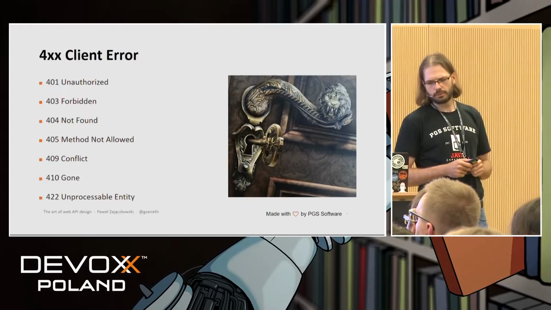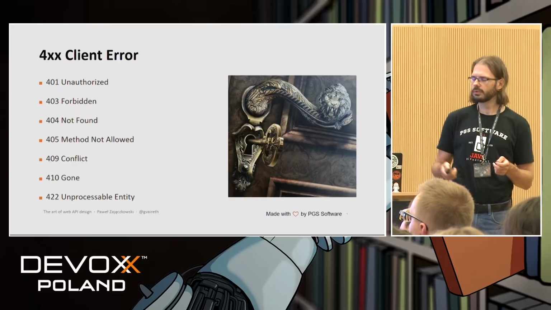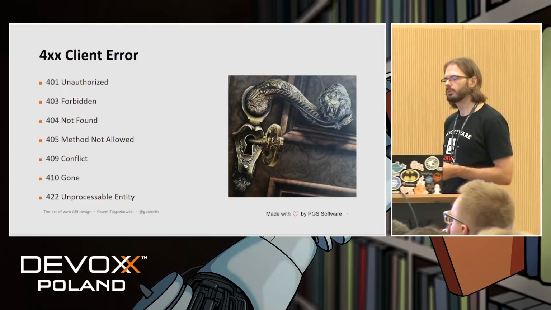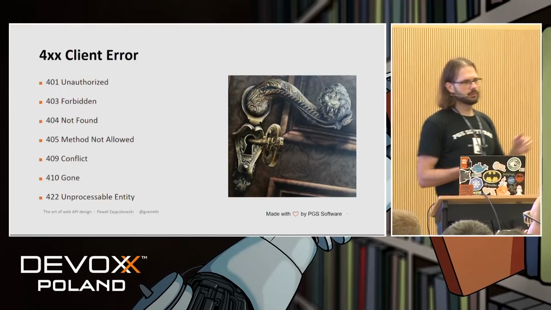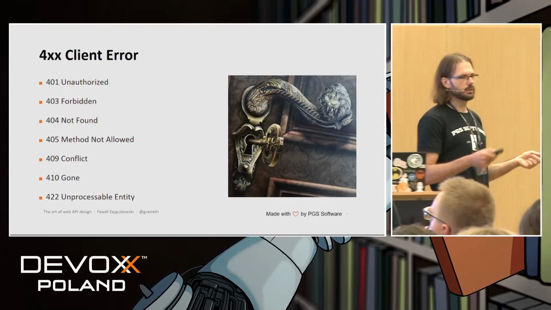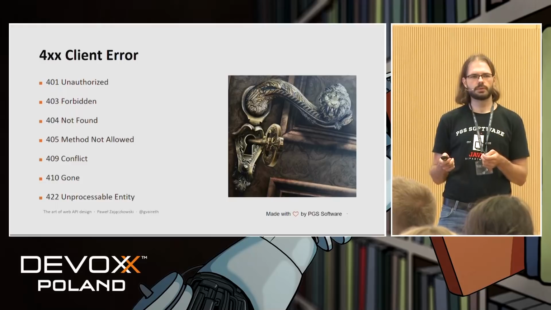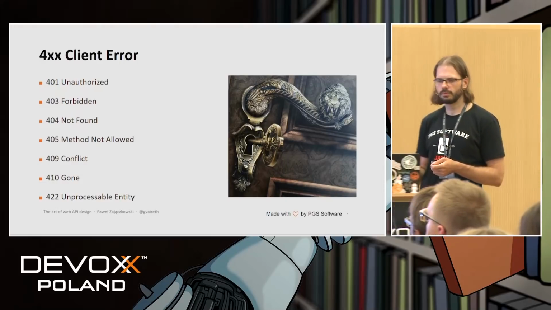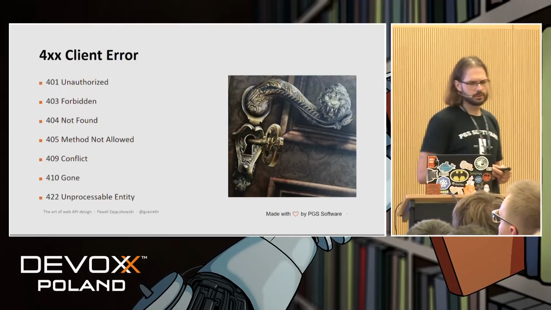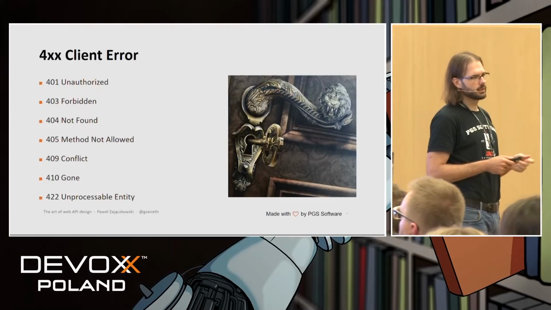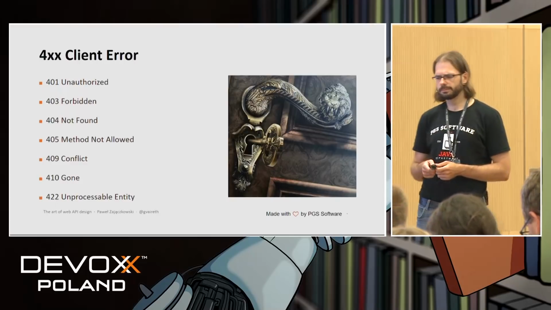404, yeah, we know that one. 405 means the object is there, but the method is not allowed because maybe it's immutable or for some other reasons. Conflict, well, the thing that you are trying to do in the request is in a conflict state with the server. So, for example, AWS S3 would return that if you try to delete a bucket that still has some files in it. That's a conflict in their definition. Gone means that there was a resource, but it is not anymore, and it's a permanent situation.